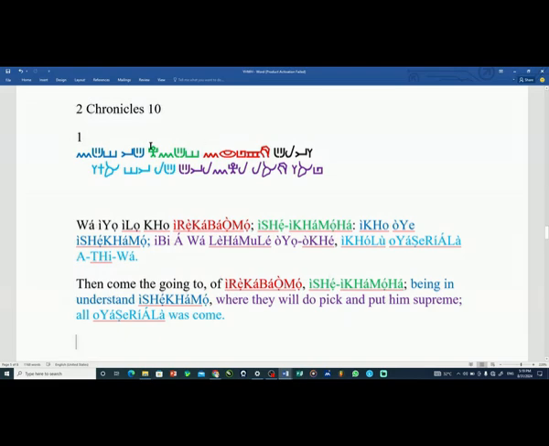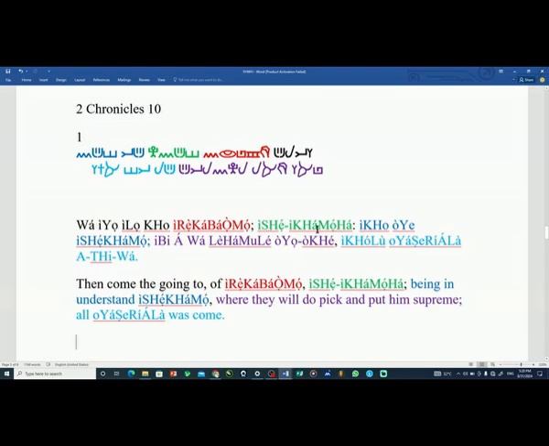So now, this is Second Chronicles chapter 10. This is it in the ancient Hebrew, and this is it in transliteration and the already vowelized version. So let me read. Wa iyo ilo ko. Ireka ba omo. Ishe ikamoha. So, wa iyo iloko ishe ikamoha.